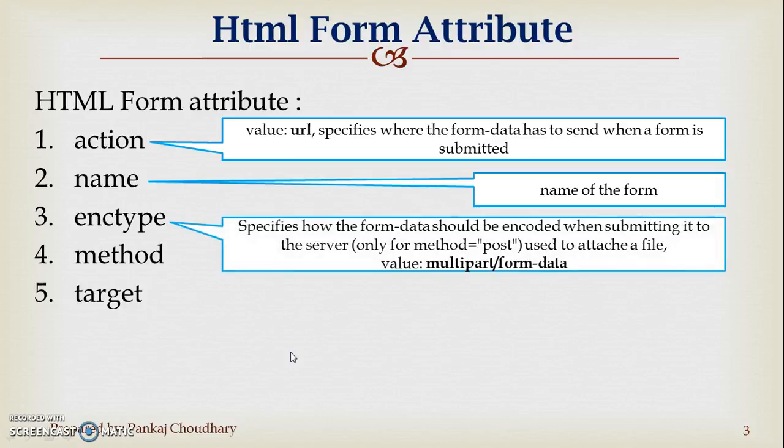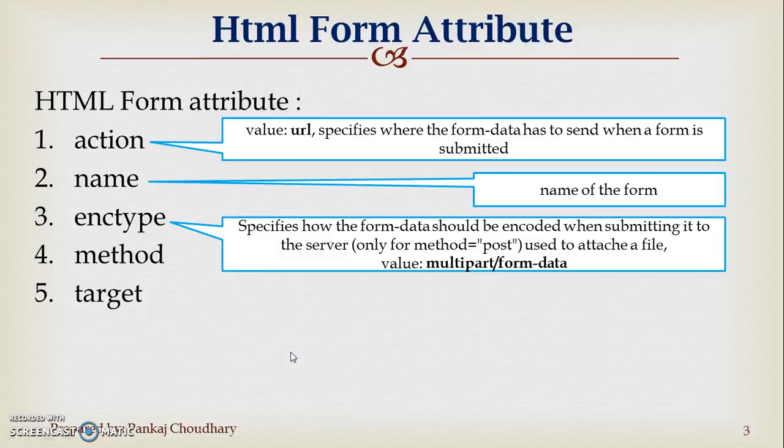The third attribute is the enctype, which specifies how the form data should be encoded when submitting it to the server. Only for method post it will work, and it is used to attach a file in a form. The value of the enctype attribute is multipart/form-data.